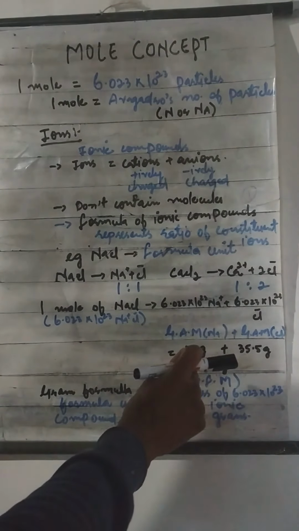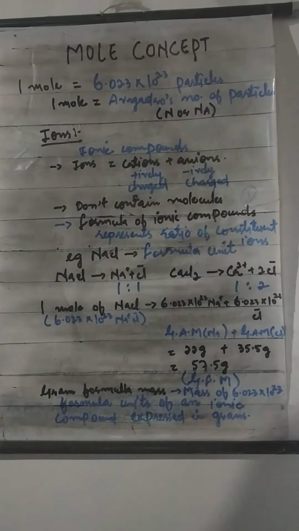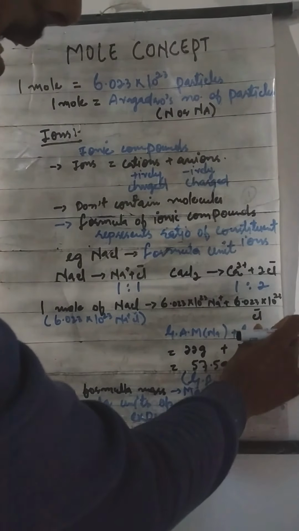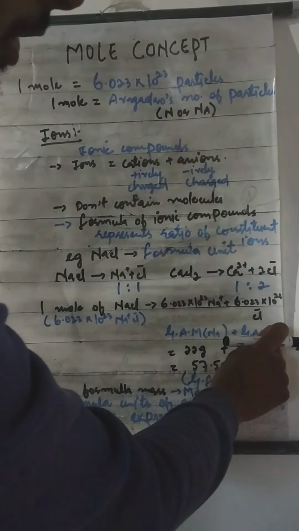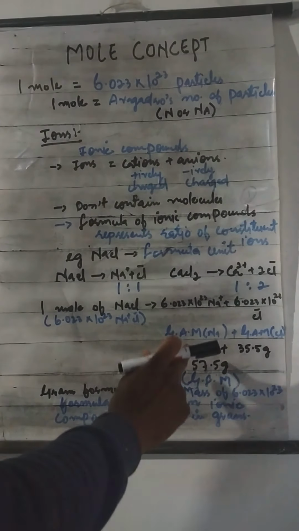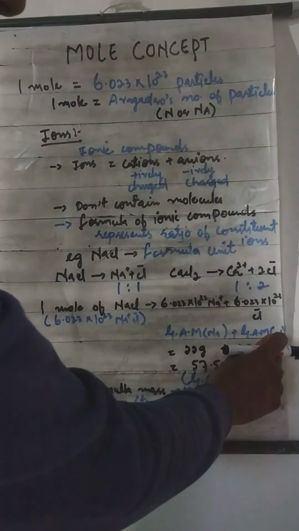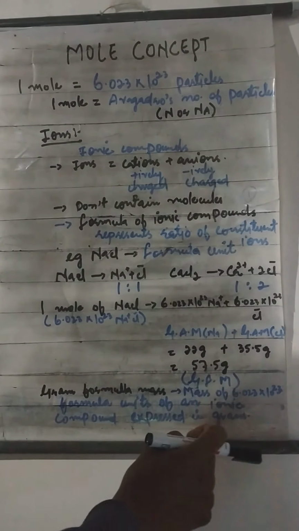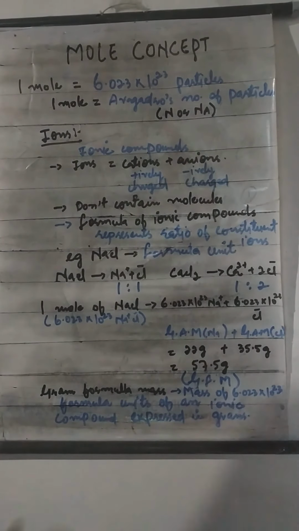Here the mass of 1 mole of Na+ is equal to the gram atomic mass of sodium, and the mass of 1 mole of Cl- is equal to the gram atomic mass of chlorine. We know that the gram atomic mass of sodium is 22 grams and the gram atomic mass of chlorine is 35.5, making a total of 57.5 grams.